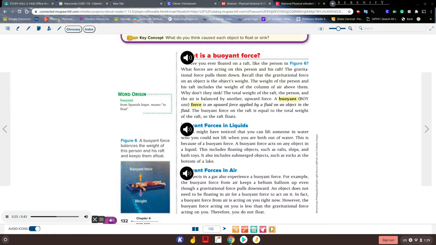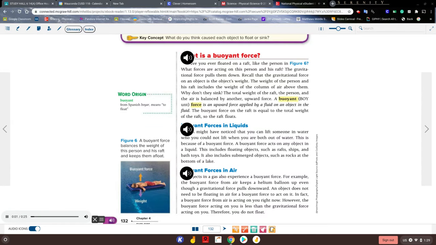Why don't they sink? The total weight of the raft, the person, and the air is balanced by another upward force. A buoyant force is an upward force applied by a fluid on an object in the fluid. The buoyant force on the raft is equal to the total weight of the raft, so the raft floats.